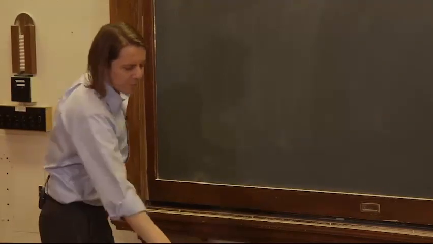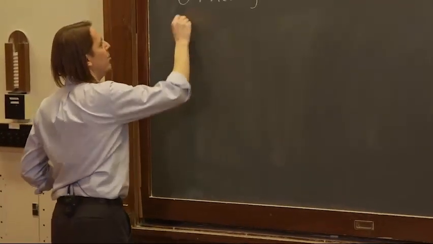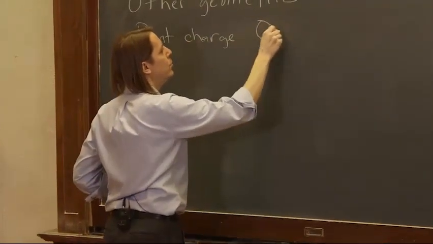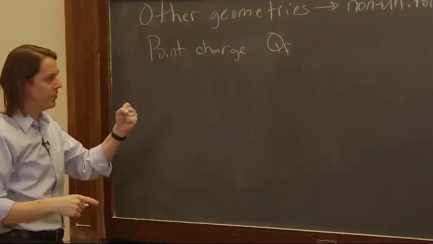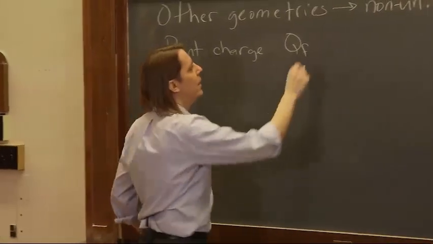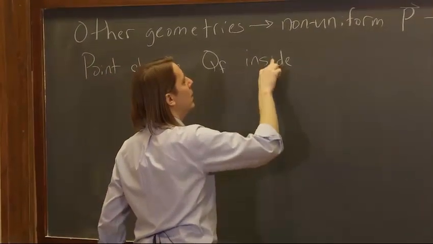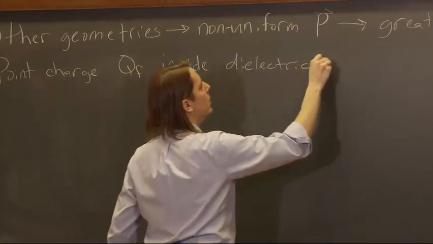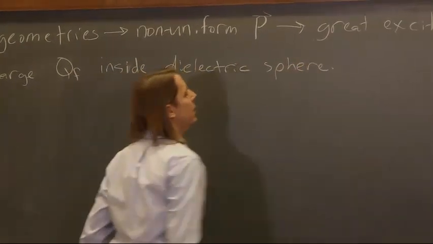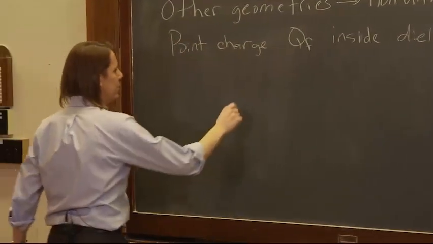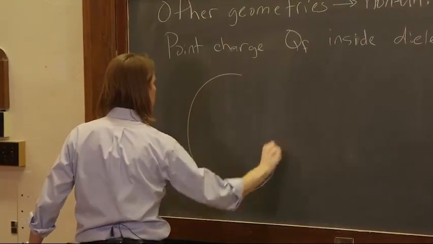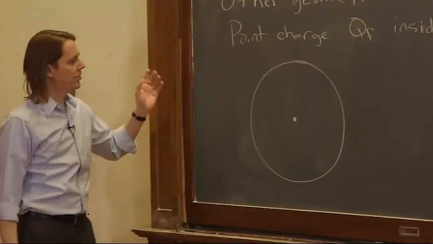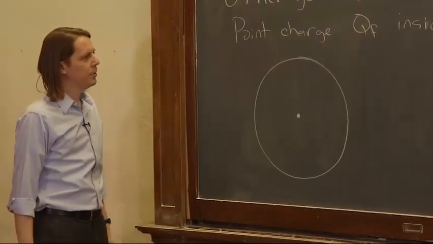All right, so let's just pick another geometry. Let's put a point charge, and I'm going to call it Q free, right? Because this is the charge that creates the effect, QF, Q free, inside a dielectric sphere. Now let's just see what happens. Okay, so there's the dielectric sphere and the point charge. I won't label it because I got to draw a lot of field vectors.